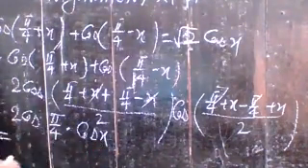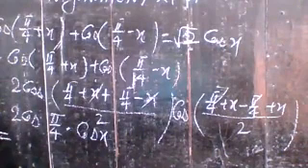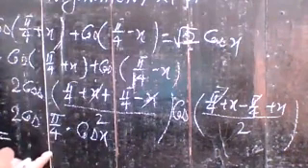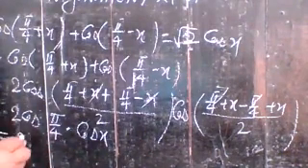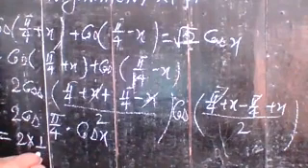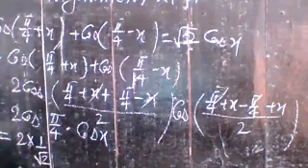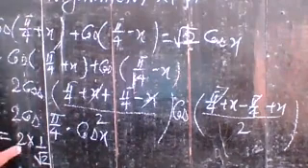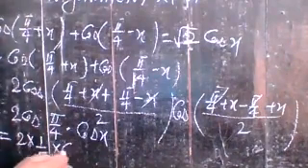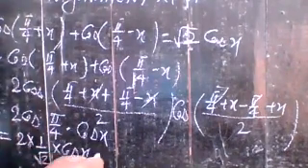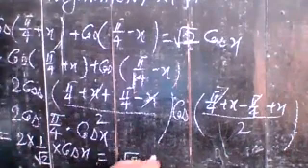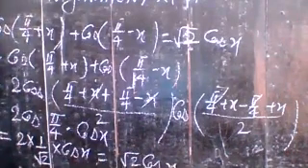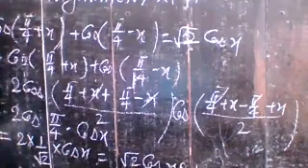Putting its value, pi by 4 means 45 degrees, so that is equal to 2 into 1 by root 2, and here you have cos x. Simplifying it, you have root 2 cos x. That is your right side.